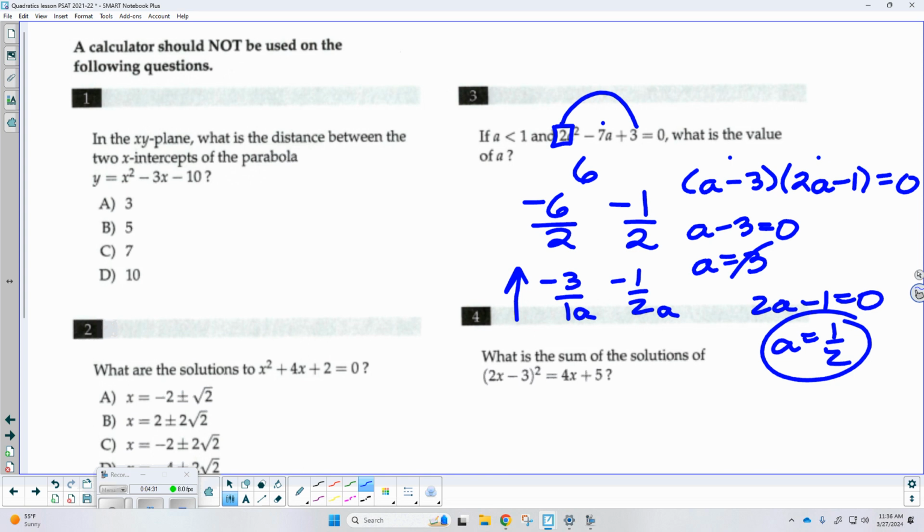What else? 1. So in the xy plane, what is the distance between the 2 x-intercepts for x squared minus 3x minus 10? Okay, so let's go ahead and figure out what the 2 roots are going to be. This one here, we can just probably go ahead and guess and check. What are 2 numbers that will multiply to give me negative 10, but those same 2 numbers will add to give me negative 3?